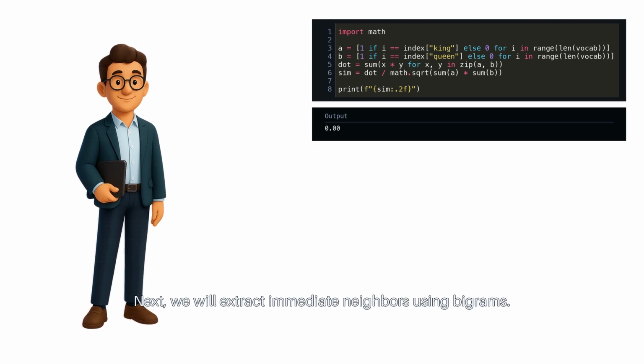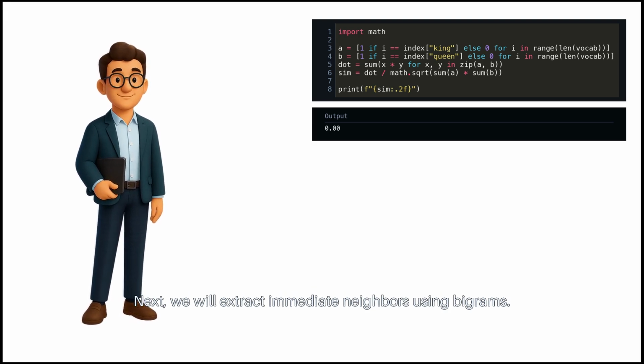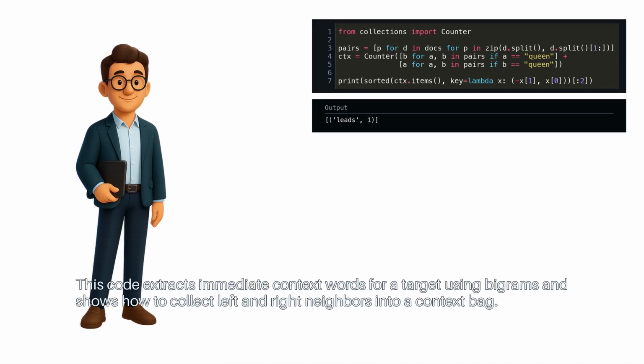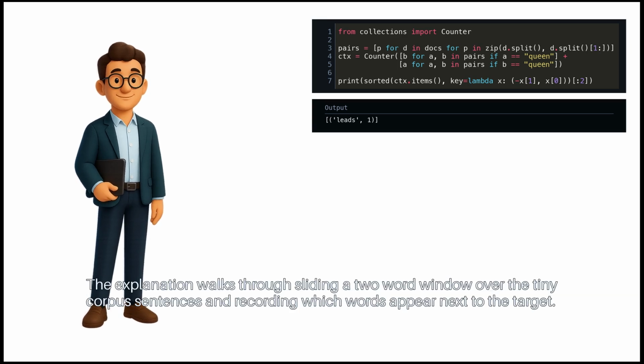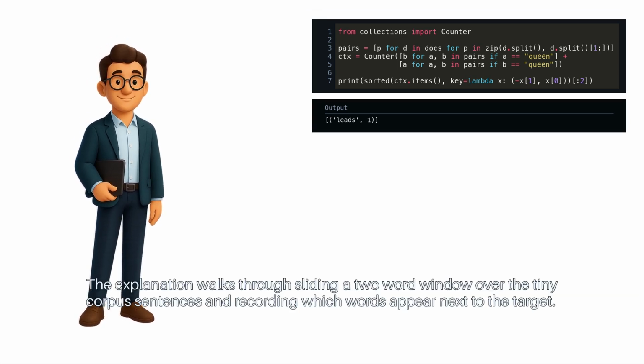Next, we will extract immediate neighbors using bigrams. This code extracts immediate context words for a target using bigrams and shows how to collect left and right neighbors into a context bag. The explanation walks through sliding a 2-word window over the tiny corpus sentences and recording which words appear next to the target.